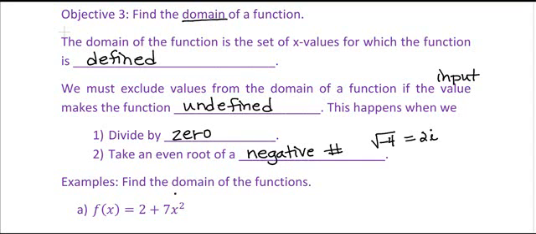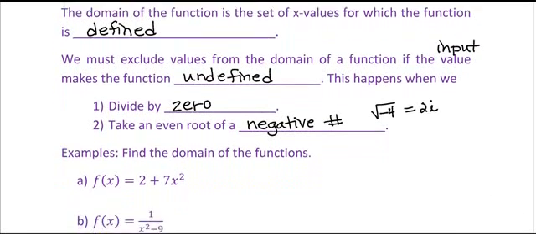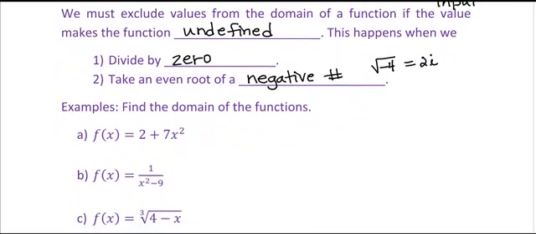So here again are some examples to review how to find the domain of functions. You may again want to pause the video at this point and try to do these on your own and then turn it back on and make sure that you got your answers correct, or you can continue with me.